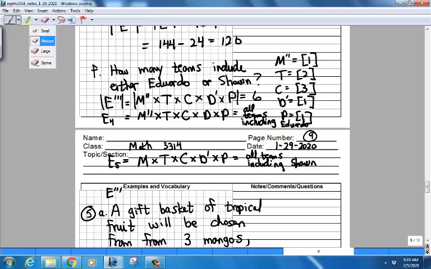So in words, this is all teams with either Eduardo or Sean, right? This is what you're hoping will be your ultimate answer here. So you're thinking this is E4 plus E5, E4 union E5, right? Yes.